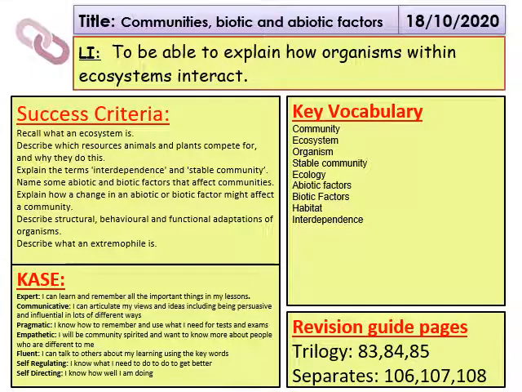So this lesson is communities, biotic and abiotic factors. As a result of this lesson, you should be able to explain how organisms within ecosystems interact. On completing this lesson, you should be able to carry out the success criteria listed on this slide. There is a list of key vocabulary to help you out through this lesson, as well as the revision guide pages linked to this lesson.